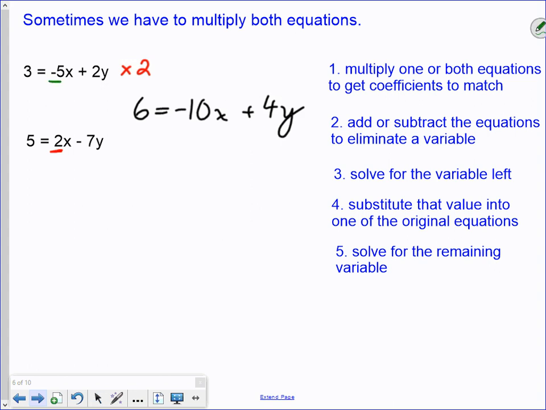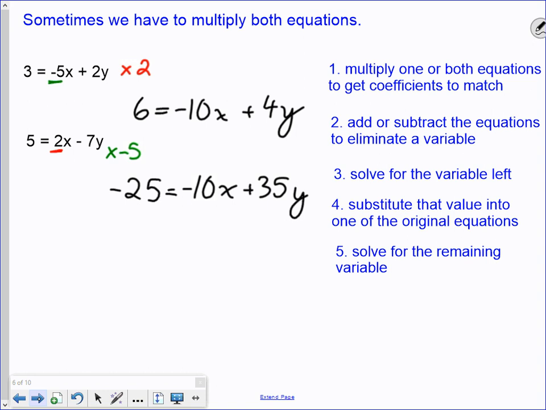I've got a negative 5 up here, so I can multiply this equation down here by negative 5. 5 times negative 5 is negative 25, equal sign. 10 times negative 5 is negative 10x. Negative 7y times negative 5 is positive 35y. Okay? So basically I'm just multiplying by the term that I saw on x in the other equation.